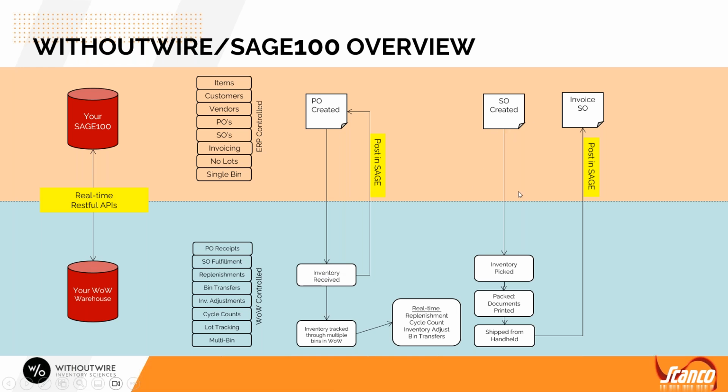Similarly, sales orders are created. They can be changed and adjusted until it's time for picking, where we're going to grab the order, not accept any more changes, do the fulfillment, and provide that fulfillment record back so you can properly invoice the customer.